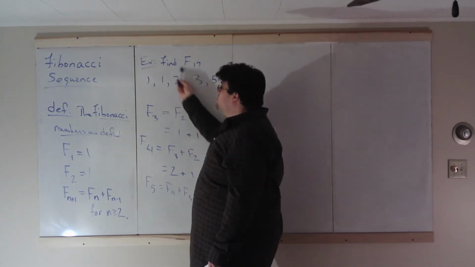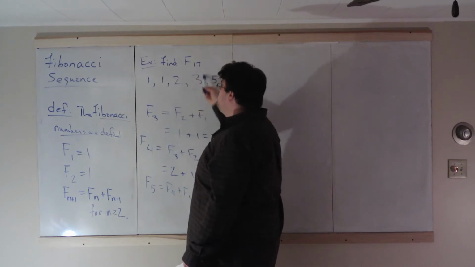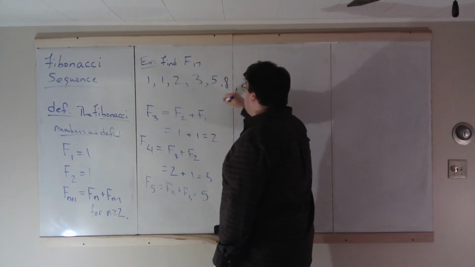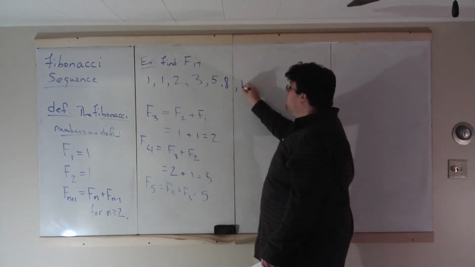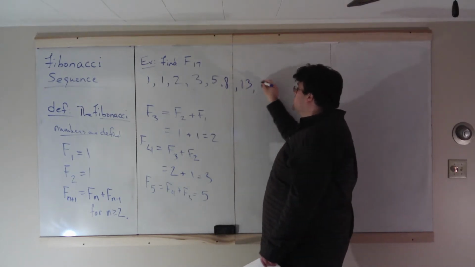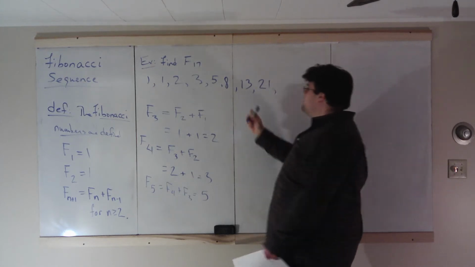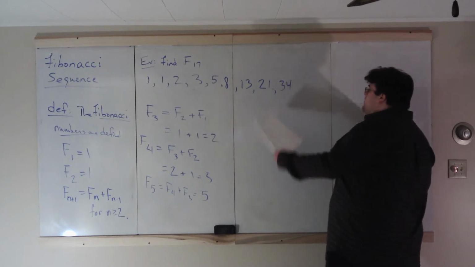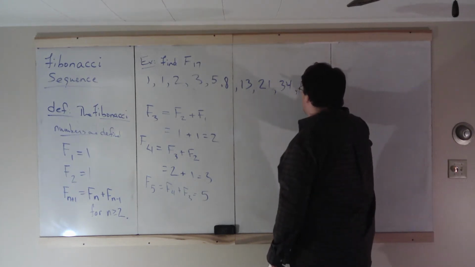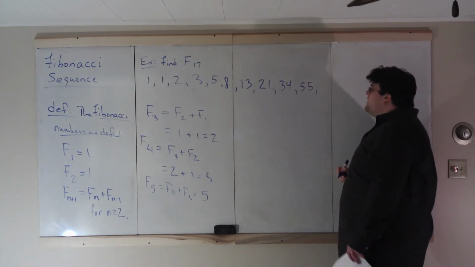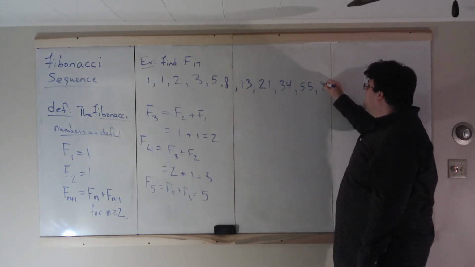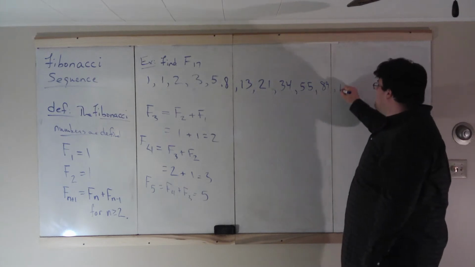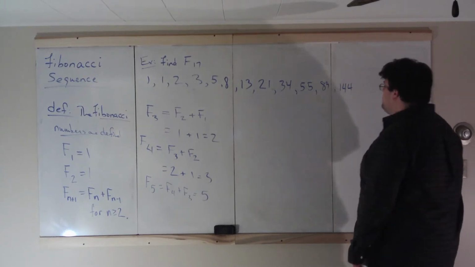1 plus 1 is 2. 1 plus 2 is 3. 2 plus 3, 5. 5 plus 3, 8. 8 plus 5, 13. 8 plus 13, 21. 13 plus 21, 34. 21 plus 34, 55. 55 plus 34, 89. 89 and 55 is 144.